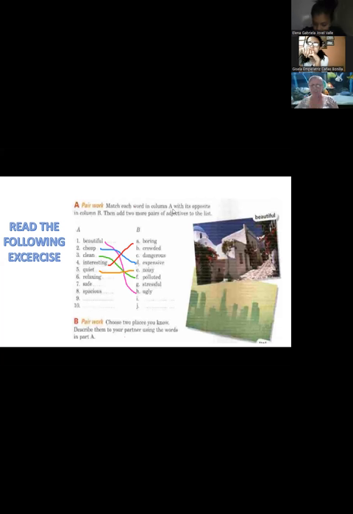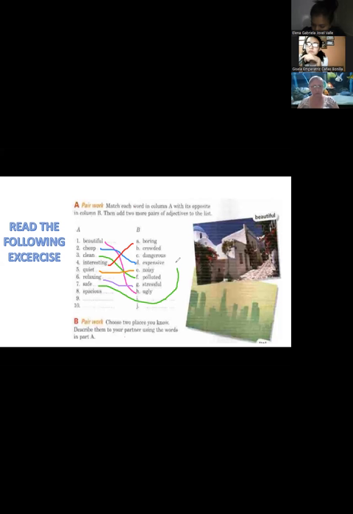Let's see the next one, relaxing. What's the opposite of relaxing? Stressful. Yes. I don't like this word. I don't like this word. What about safe? Dangerous.